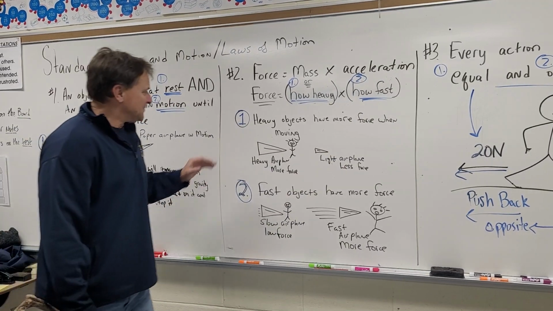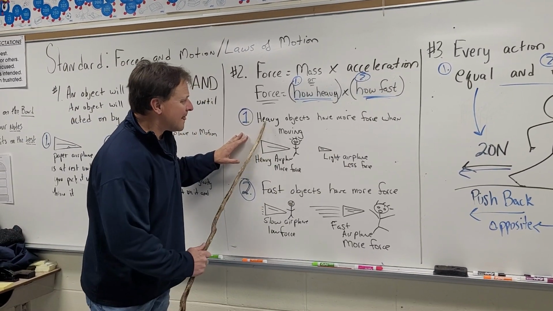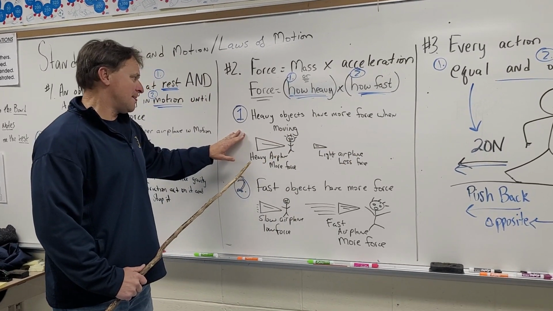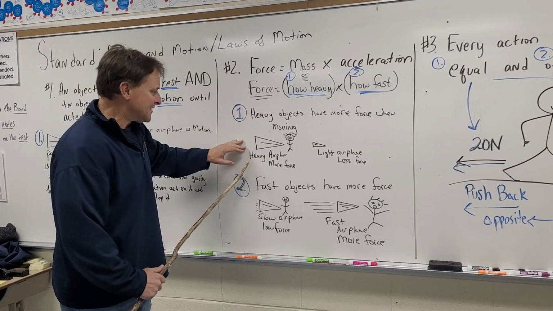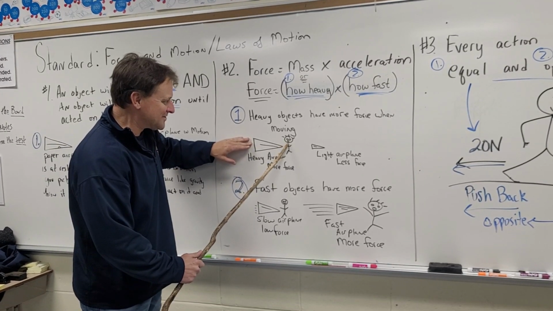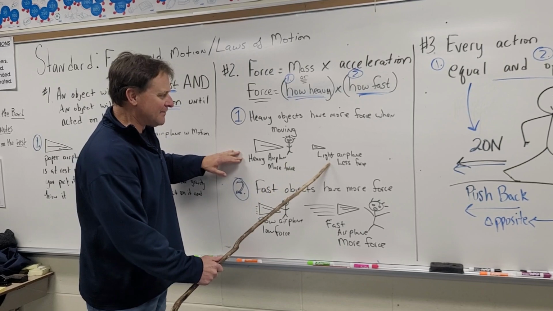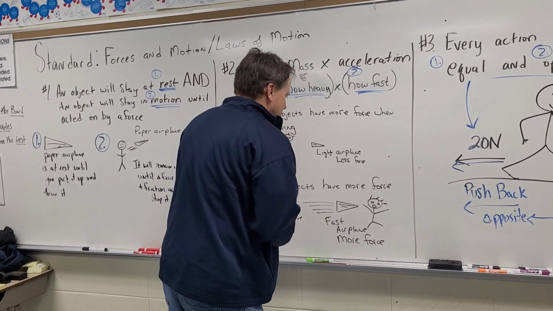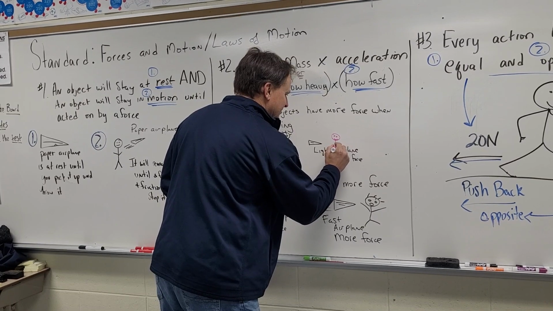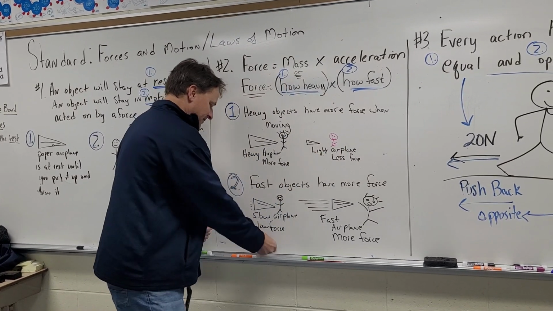So for example, number one here, I have it drawn out. Heavy objects have more force when they're moving. So this, I have a big plane hitting this little guy right here, and he's scared and spooked. And then I have a light airplane right here, and this guy is happy because a little airplane is not going to hurt as much.